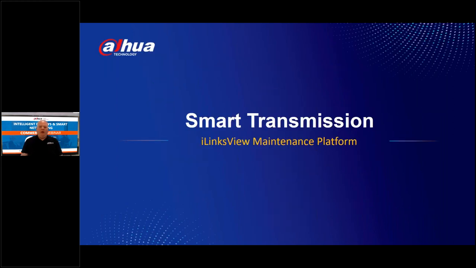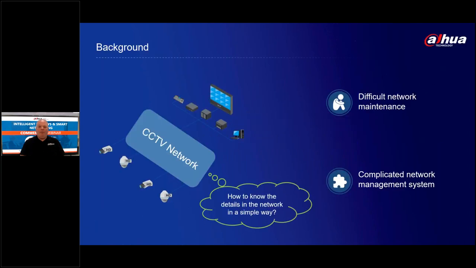And one of the last areas of the webinar, the last few slides, is to talk about smart transmission. So this iLinks view is a box that you're able to buy from Dahua. It's got our connectors on the back, and again, it can be desk mounted or rack mounted, as you can see here. This iLinks view is a maintenance and network managing platform. So effectively, it will help you to manage and maintain the network. So this is a standalone box.